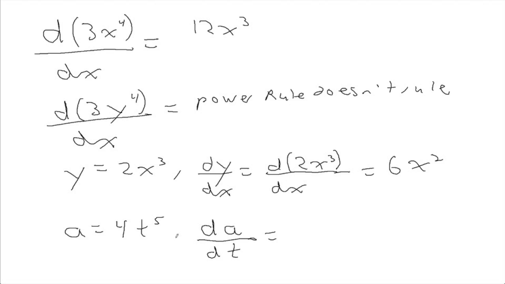How would you work out this derivative? Okay. So this is 20t to the fourth. Now, the variables don't seem to match. So how did you find that derivative?